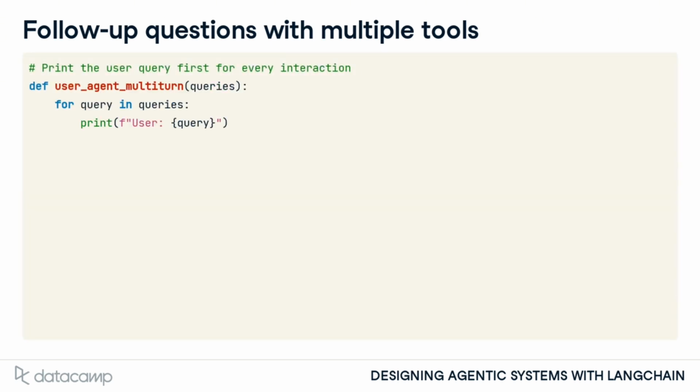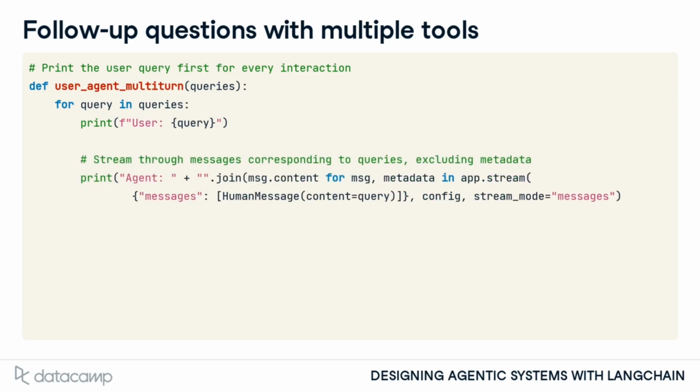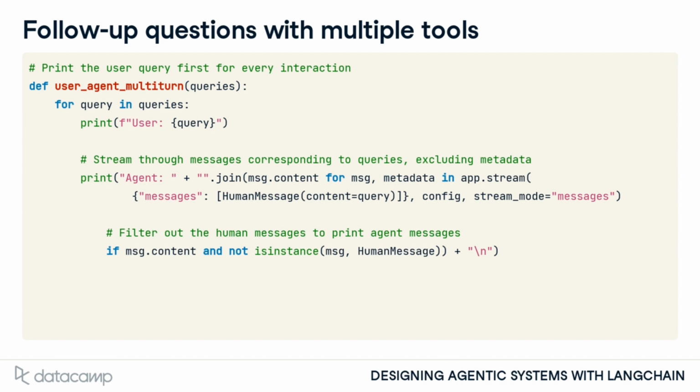user-agent-multi-turn, which accepts multiple queries. For each user and chatbot interaction, we'll print the user's query first. Then, we'll stream message.content and metadata using the app.stream method, which accepts the query and config parameters with the stream mode set to messages. For each message, we'll filter out human messages to return just the chatbot's responses before concatenating and printing the responses. Finally, we'll add a new line to keep responses separated.